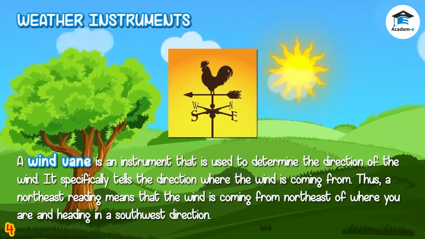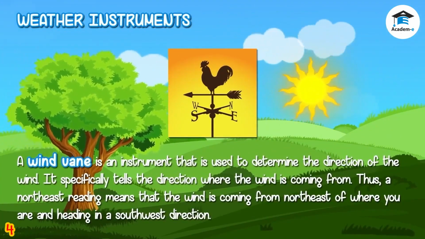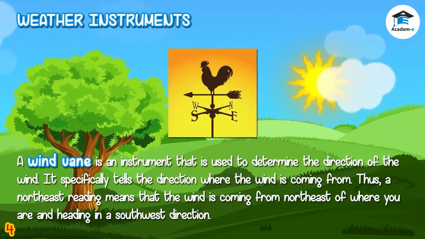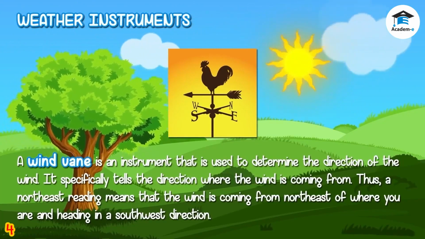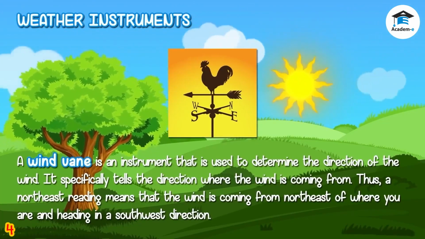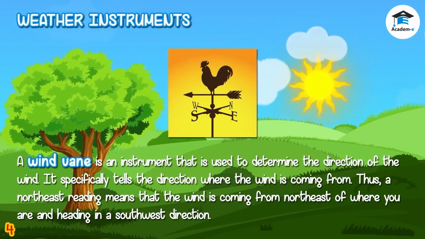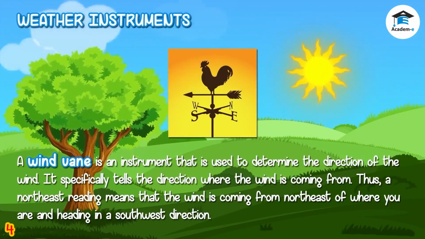A wind vane is an instrument that is used to determine the direction of the wind. It specifically tells the direction where the wind is coming from. Thus, a northeast reading means that the wind is coming from the northeast of where you are and heading in a southwest direction. A wind vane has a simple design that allows free movement.